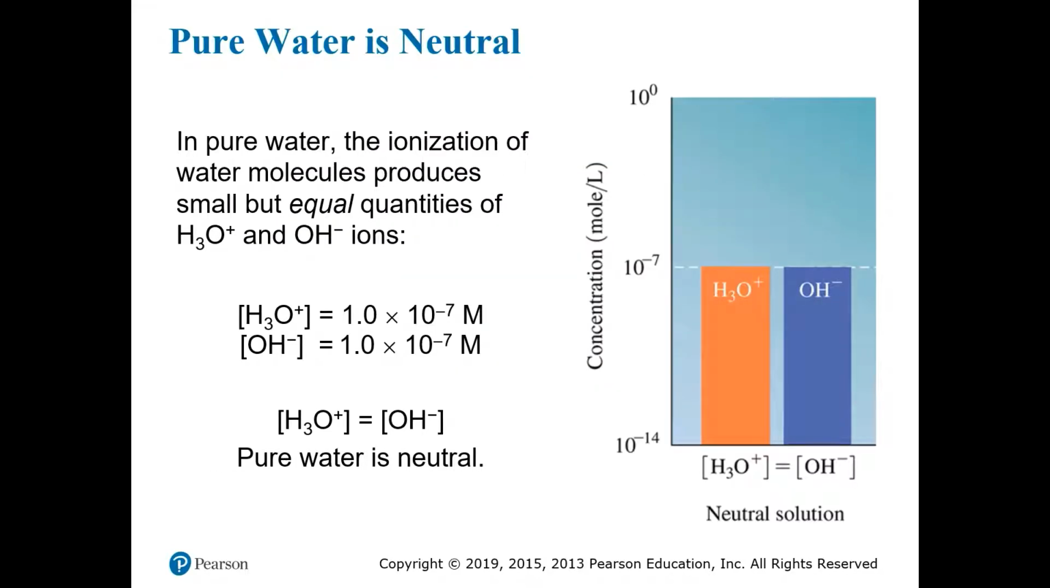This may be a little bit clearer if we look at a bar chart illustrating the concentrations of these different ions. Again, we start by looking at pure water, where we have exactly equal concentrations of both, 1 times 10 to the minus 7th moles per liter, molarity.